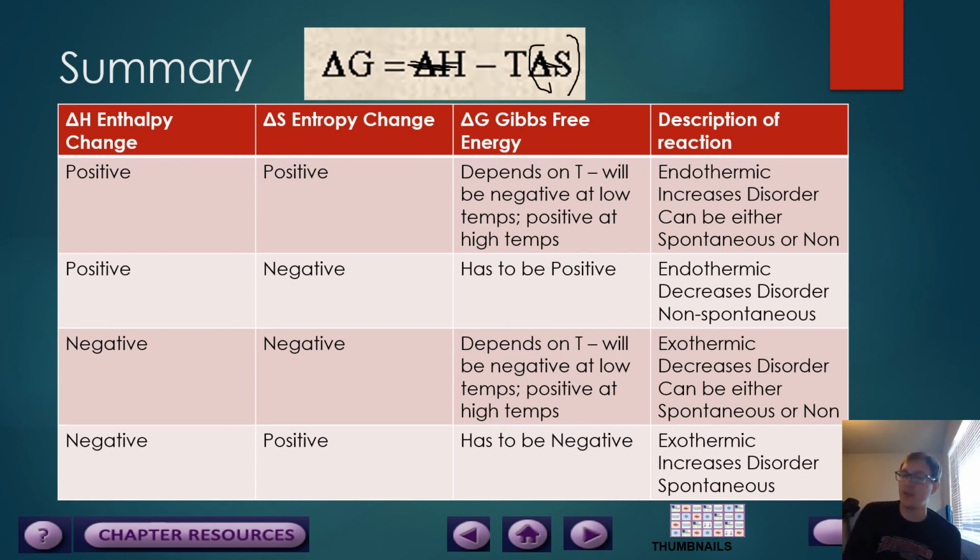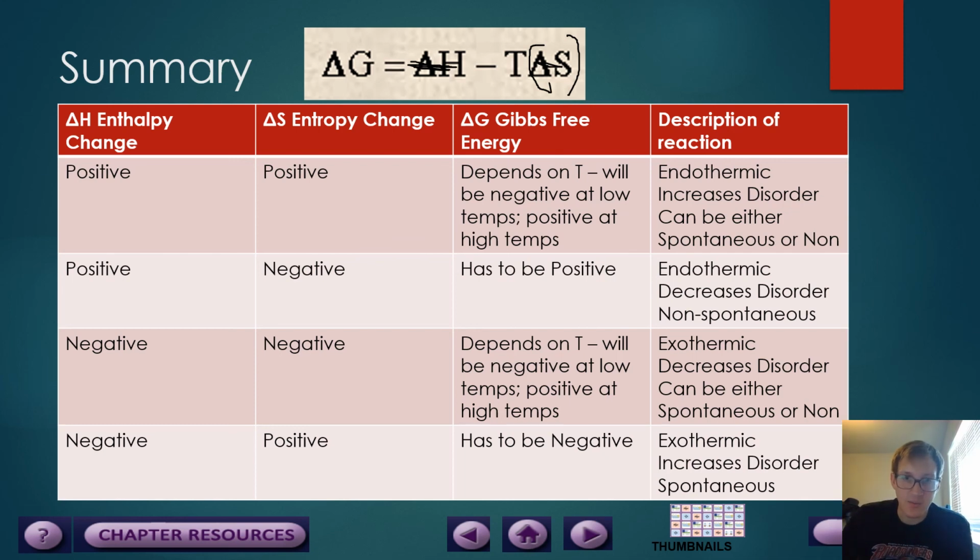If delta H is really big and T is really small, then I'm not going to add enough to get back to positive. It's still going to be negative. But if I have a really high temperature, then I'm going to be positive because I'm going to add a really, really big number. And so then again with the description, now that our delta H is negative, we can say it's exothermic, so it's giving off heat. It's decreasing the disorder because of the negative delta S. It can be either spontaneous or non-spontaneous depending on the temperature.